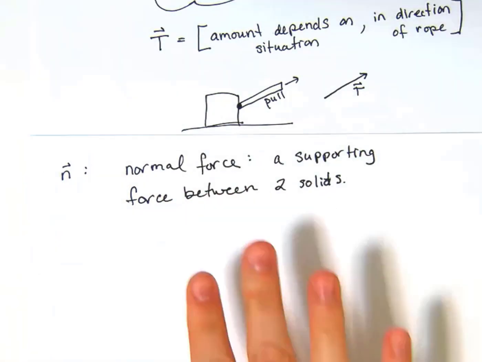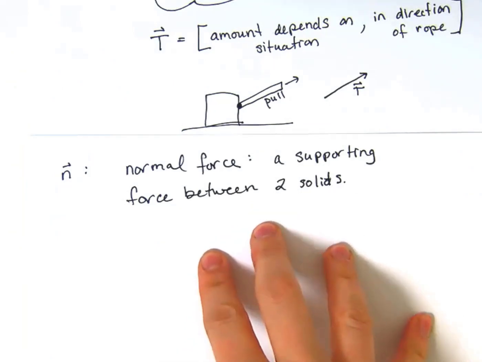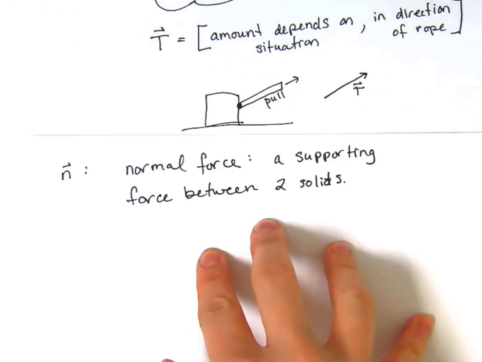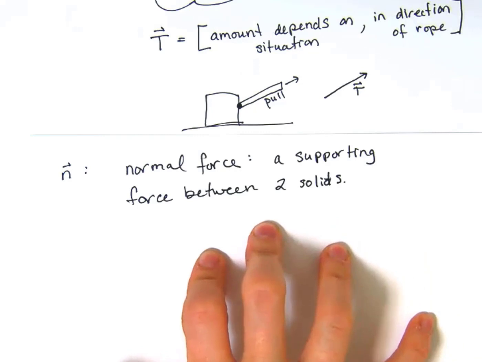So I can push on the paper, which, I'm pushing on the document camera here, and my hand doesn't go through the document camera, and the document camera doesn't go through my hand. And so I can feel myself pushing on this piece of equipment, and it's the normal force that I feel.